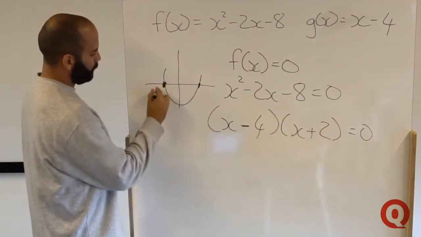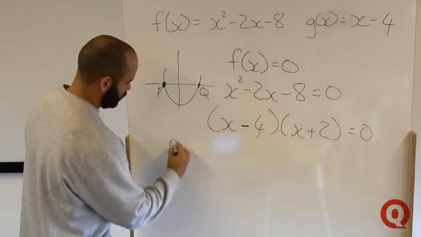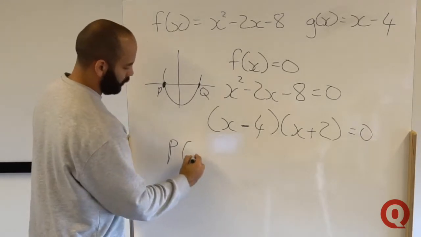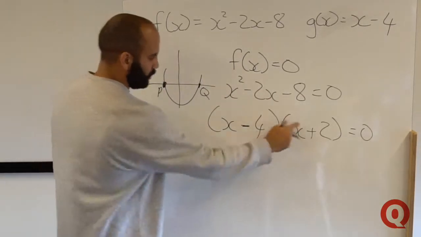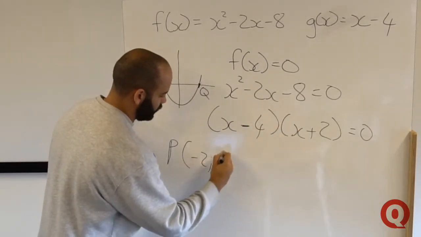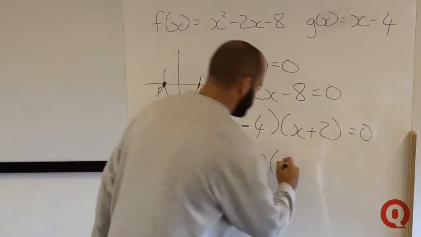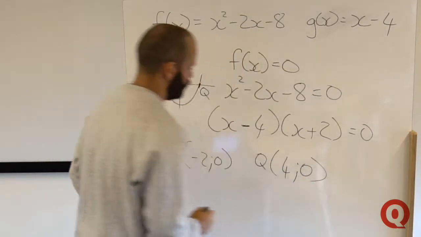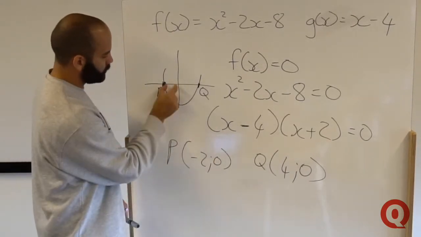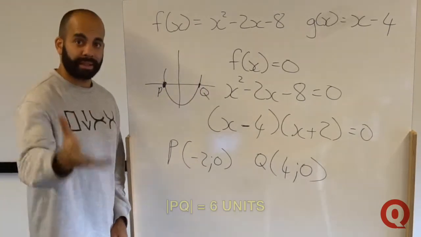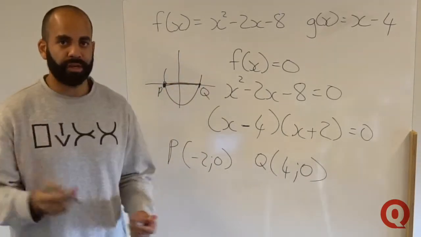Therefore, we know point P and point Q. The coordinate of P, because it's on the left-hand side of the y-axis, is going to be a negative value. So x must be minus 2 and 0, and the Q coordinate must be positive 4 and 0. So what would the length of PQ be? Well, it would be 2 units plus 4 units, which would be 6 units. And now you've solved the first part of this question.